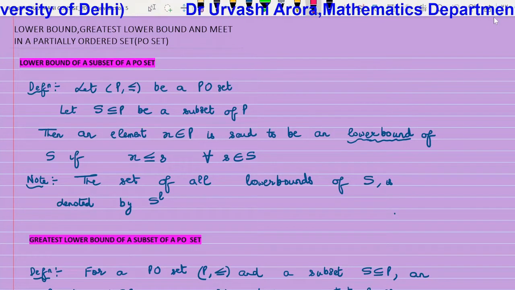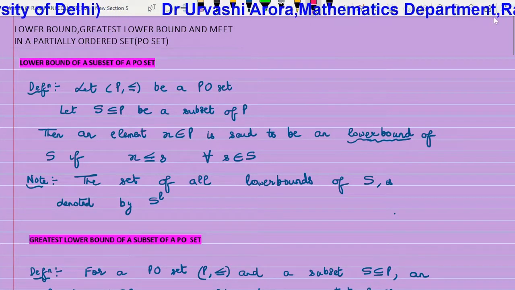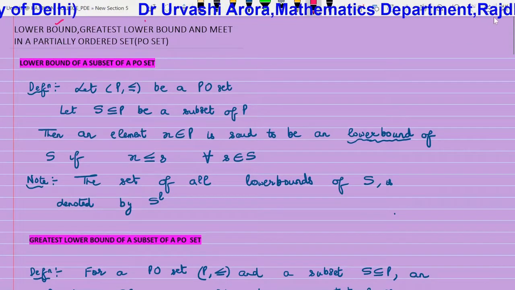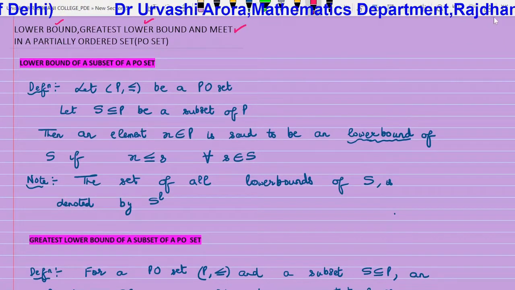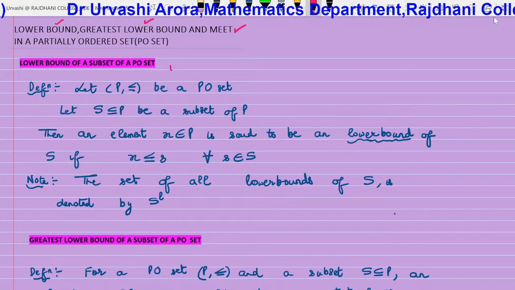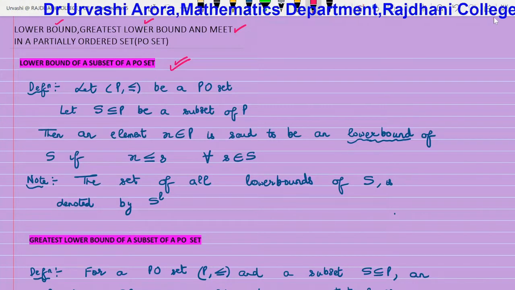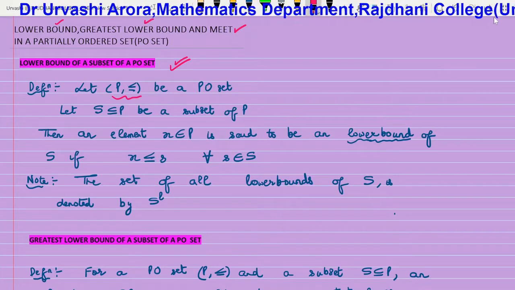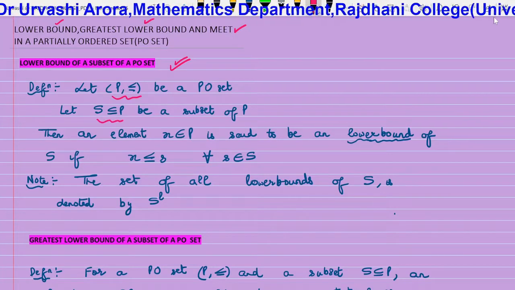Hello students, in this video lecture I am going to discuss the concept of lower bound, greatest lower bound and meet in a partially ordered set or a PO set. So the first question which arises is, what do we mean by lower bound of a subset of a PO set? So let P, less than equal to, be a PO set and let S be a subset of P.